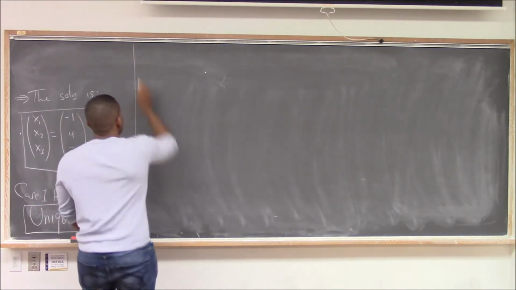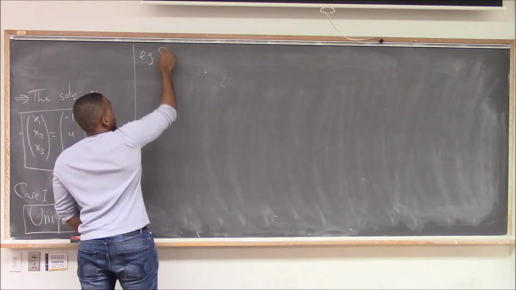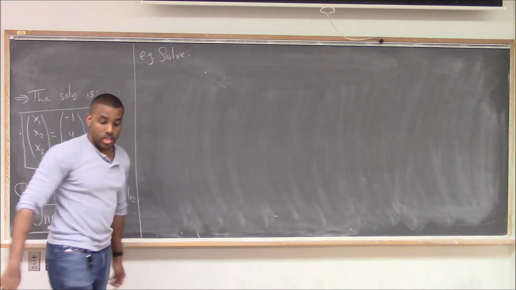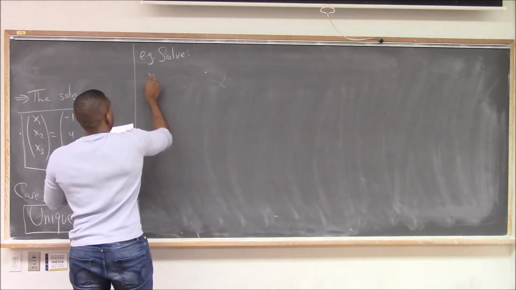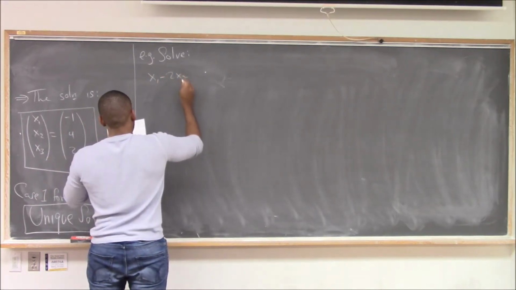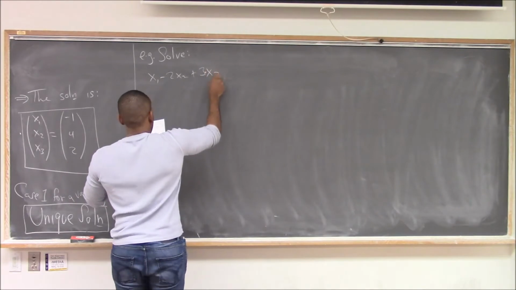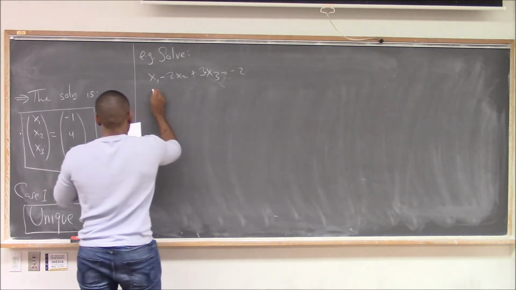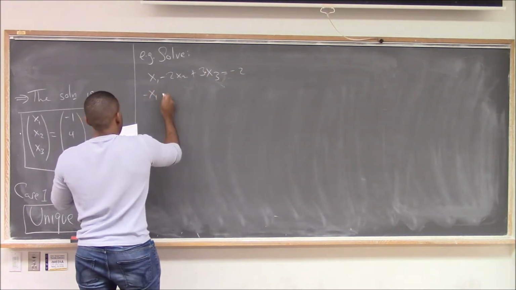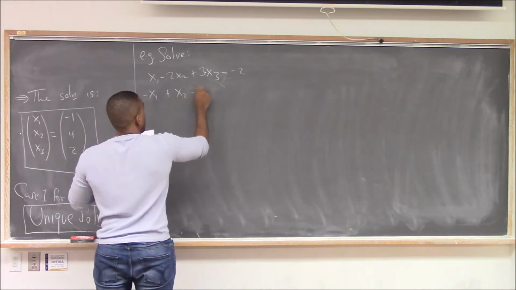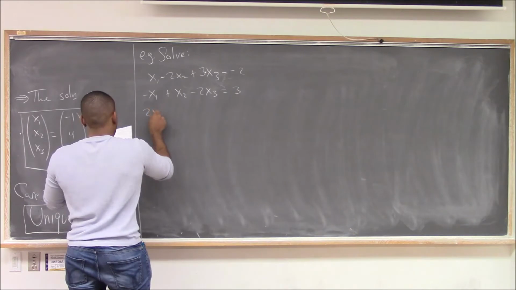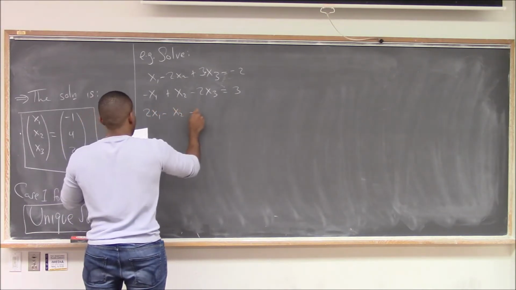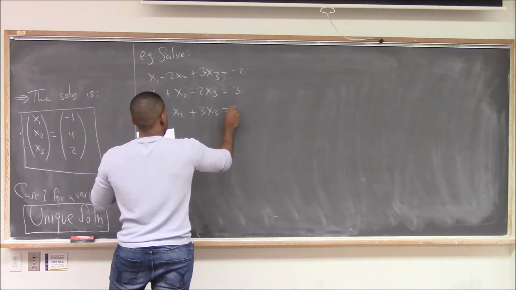Here's another example. Solve this system. x1 minus 2x2 plus 3x3 equals minus 2. Minus x1 plus x2 minus 2x3 equals 3. 2x1 minus x2 plus 3x3 equals 1.